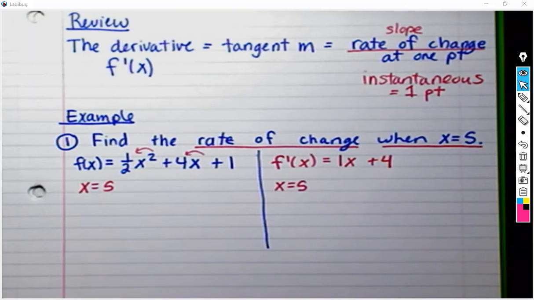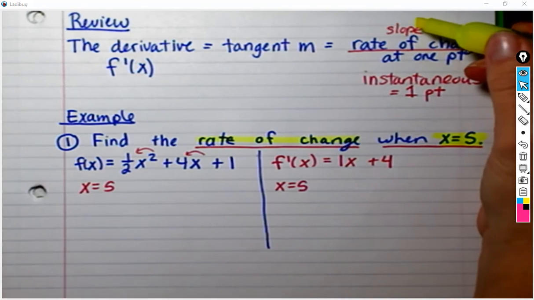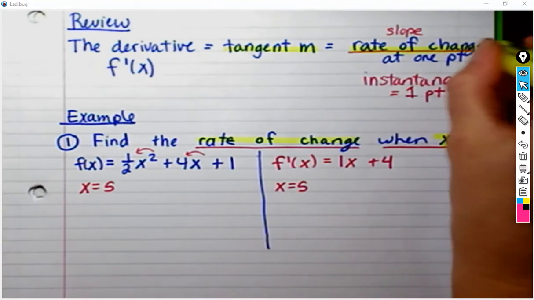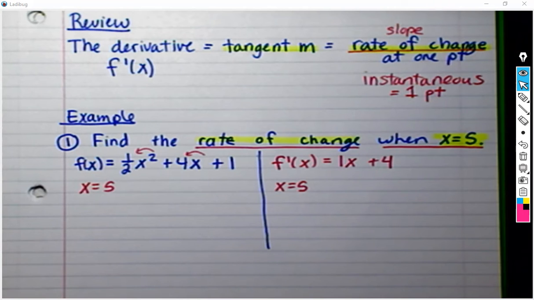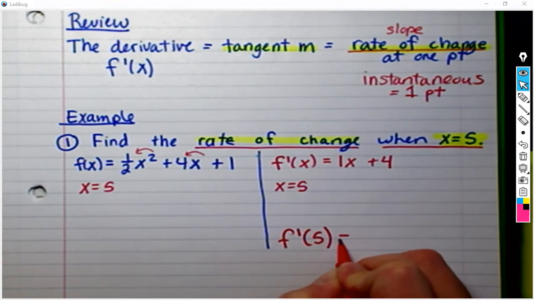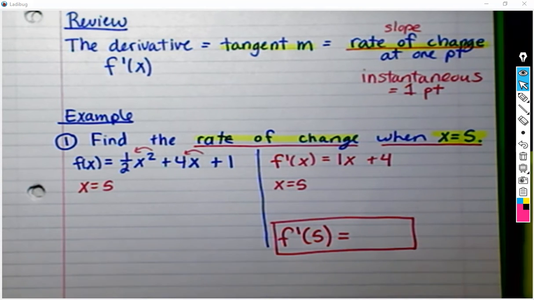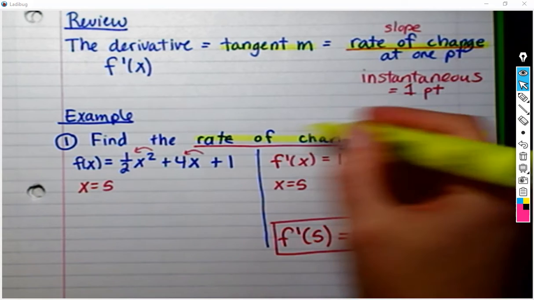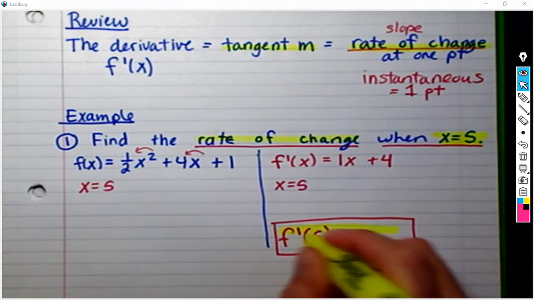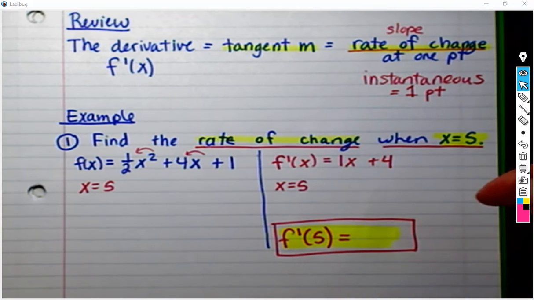I want the rate of change when x equals 5. So that's the tangent slope when x is 5. So f prime of 5. This is what the answer is supposed to be. Whatever the tangent slope is, rate of change at 5. Okay, I need f prime of 5. That means I'm going to use the right column. And I'm going to plug in 5.